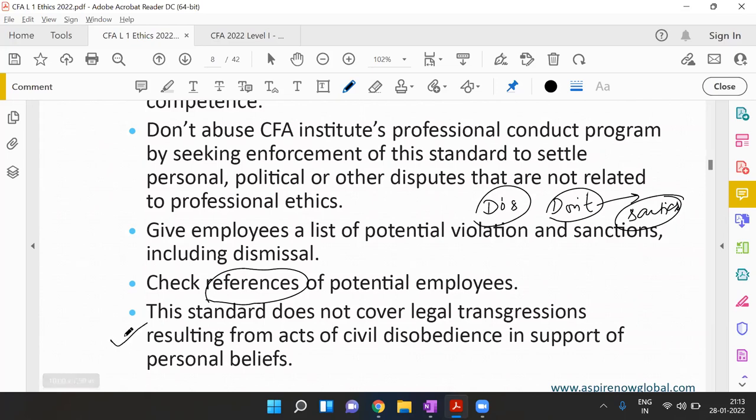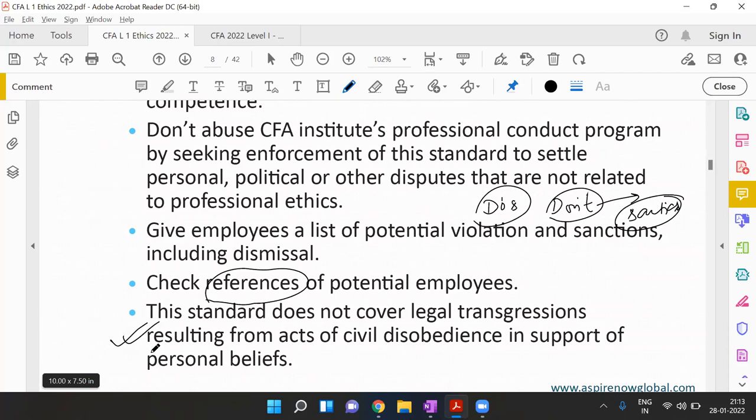The next point is very, very important. It says, this standard does not cover legal transgressions resulting from acts of civil disobedience in support of personal belief. Okay, I was a part of the Anna movement. I'm an investment banker. I was a part of the Anna movement. That was a civil disobedience movement. So out of my personal belief, I attended that movement. I went to jail, right?